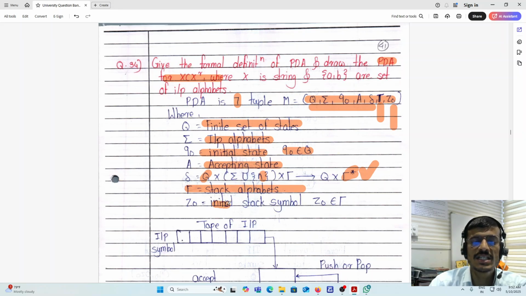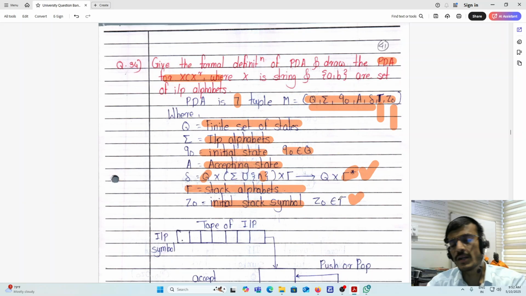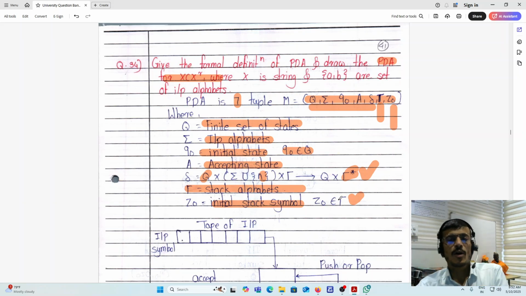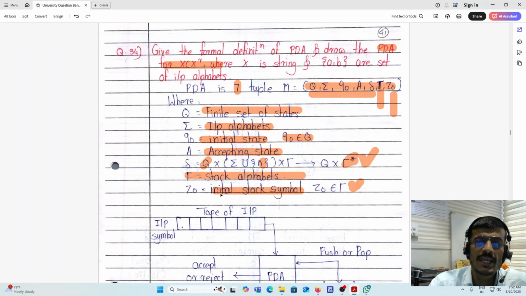Z0 is the initial stack symbol, where Z0 belongs to the stack alphabet. And keep in mind, whenever Z0 is present on the top of the stack, then you can say that the stack is empty. So that is the formal definition of PDA, keep in mind.